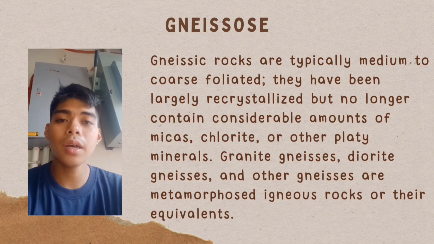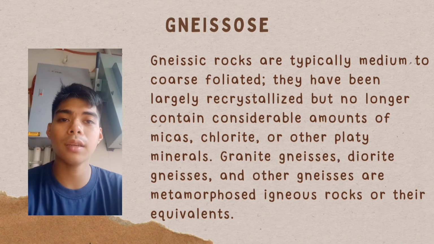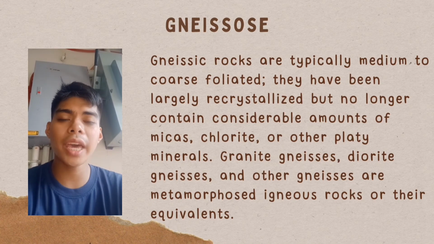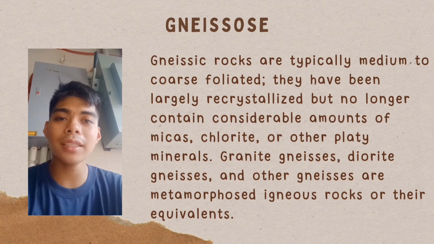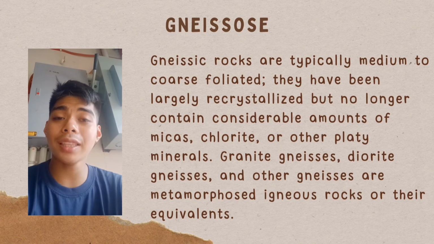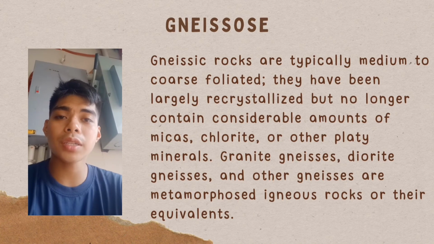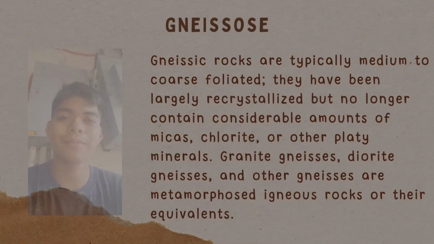Gneiss. Gneissic rocks are typically medium to coarse foliated. They have been largely recrystallized but no longer contain a considerable amount of micas, chlorite, or other platy minerals. Granite gneisses, diorite gneisses, and other gneisses are metamorphosed igneous rocks or their equivalents.